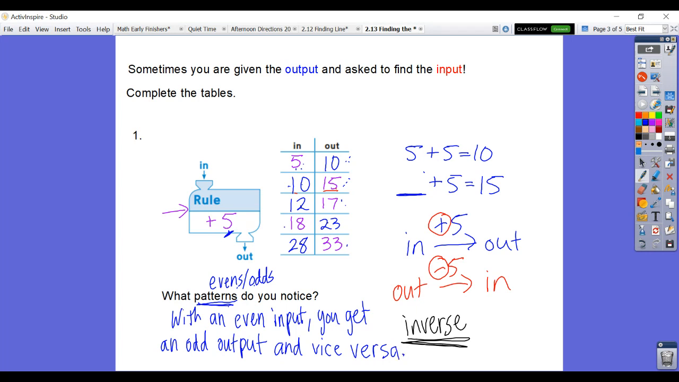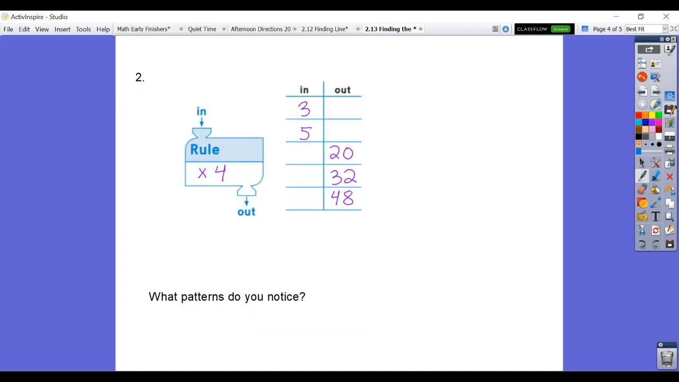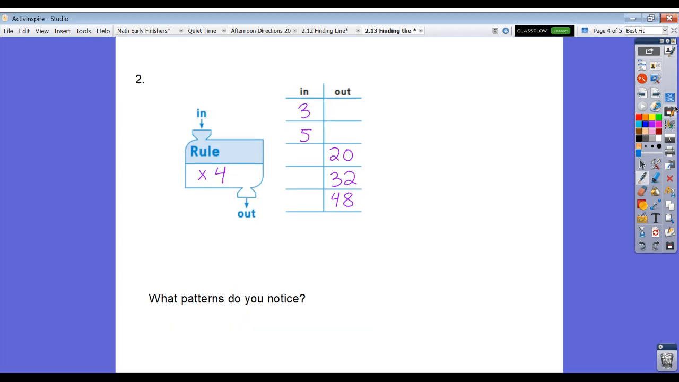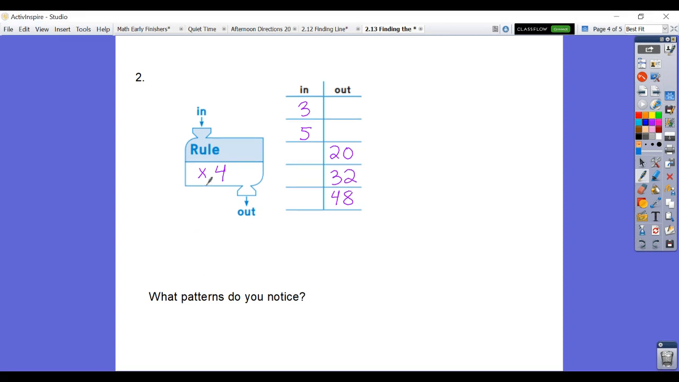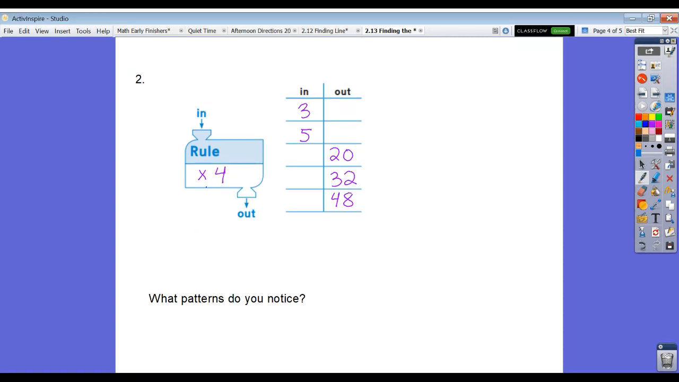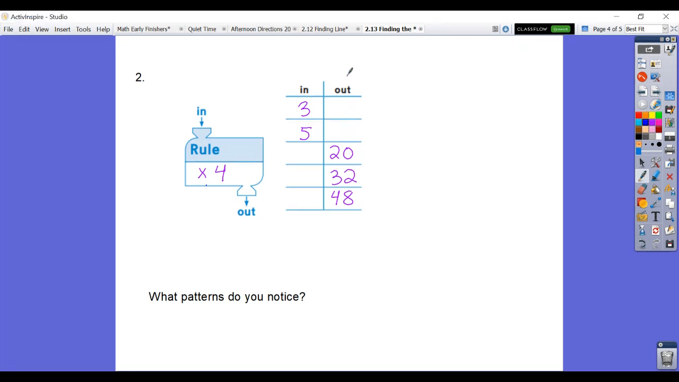Okay, let's look at another function machine. This time it's multiplication. Our rule in our function machine is times 4. So I want you to pause the video and fill out the blanks. See if you can solve these too, where it gives you the output, but you have to find the input. Let's actually do one of those together. If it gave me 20, I'm asking myself blank times my rule, times 4, equals my output, 20. Do you know what would go in that blank?